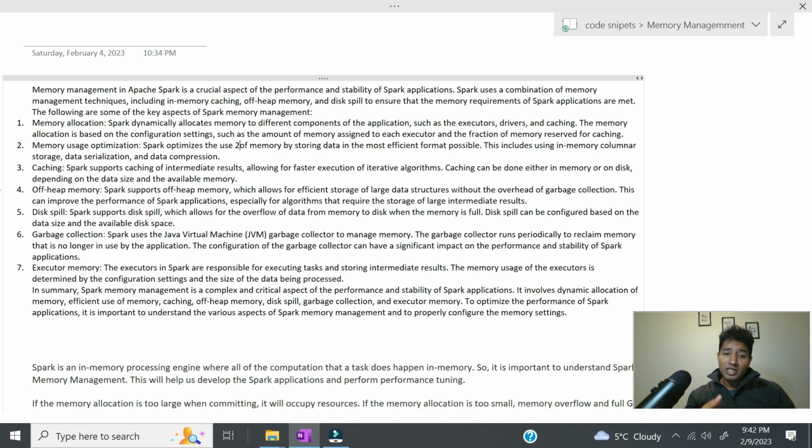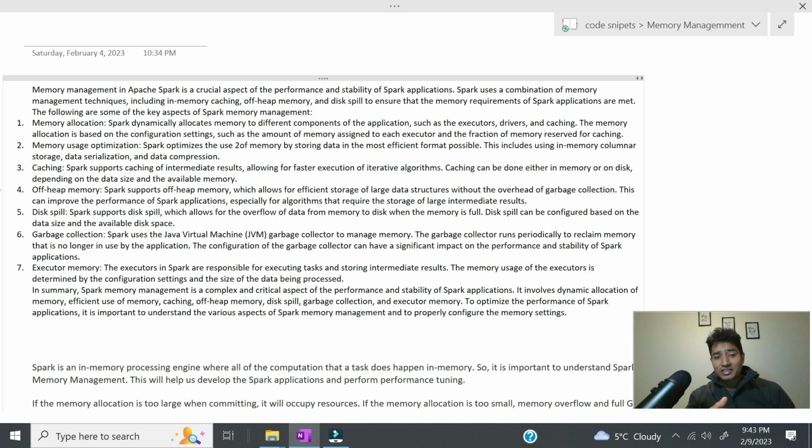Memory management includes memory allocation. That is how Spark allocates memory to different components such as executor, driver, and caching. Memory allocation is based on different configuration settings, for example, how much memory should be assigned to each executor, and the fraction of memory reserved for caching. We will be covering it. Second, memory usage optimization. Spark optimizes the use of memory by storing the data in the most efficient format possible. These include in-memory columnar storage, data serialization, and data compression.